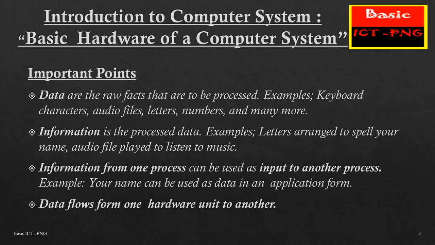Examples of information would be letters of the alphabet arranged to spell your name, or an audio file played to listen to music. So the file itself is the data, but when it's played, the music is the information. Also take note that information from one process can be used as an input to another process.